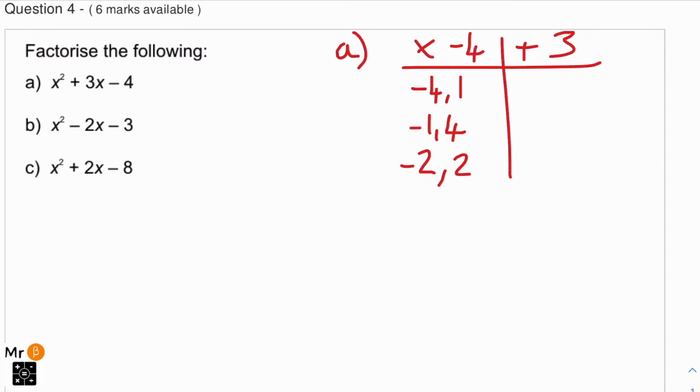So now we will add them together and see which pair work. This gives you negative 3. This gives you positive 3. This gives you 0. So therefore my answer must be x minus 1, x plus 4.